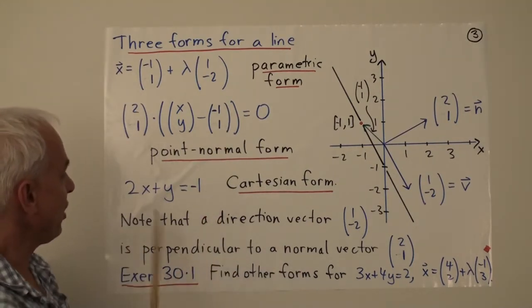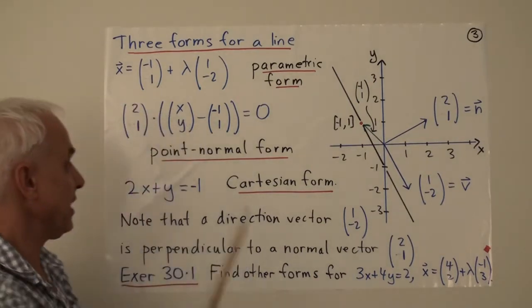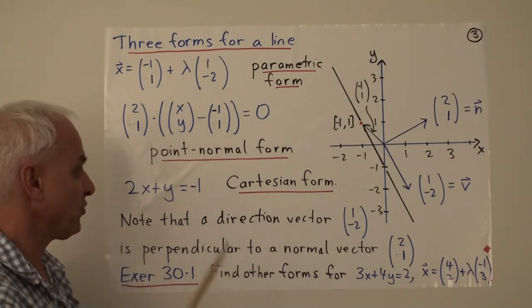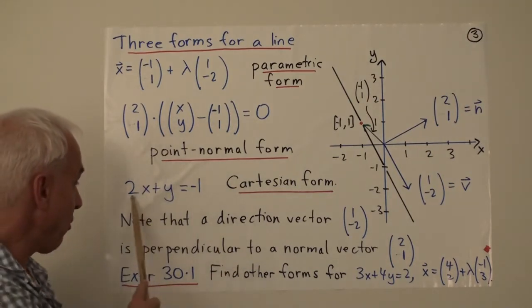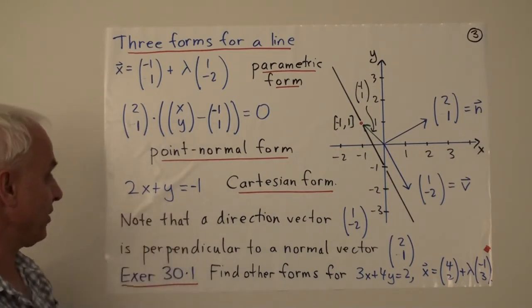So suppose that we started with a Cartesian form and you wanted to find, say, a point normal form. Well, what you would do is first of all try to find the normal vector, and the normal vector is pretty easy to read off from the Cartesian form.